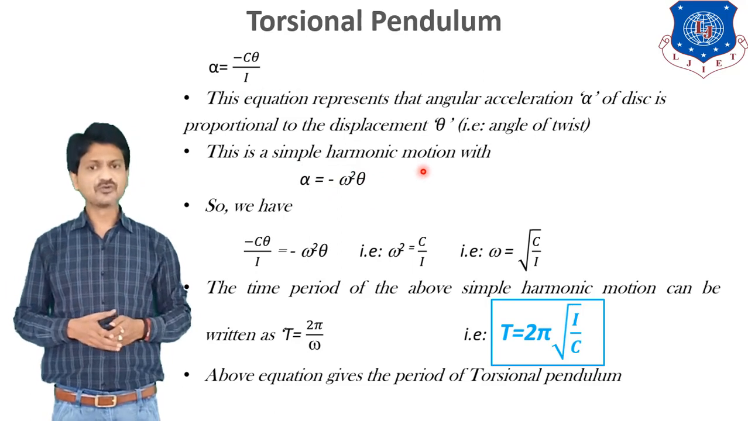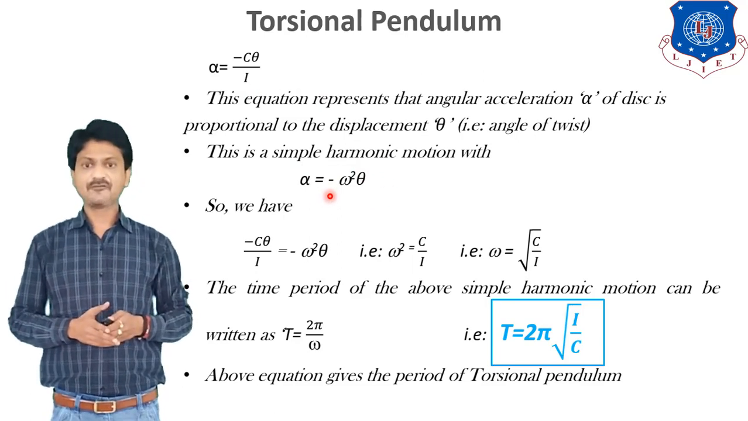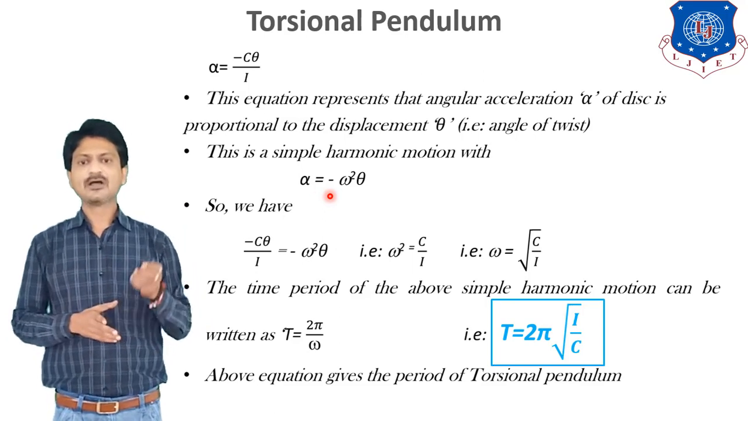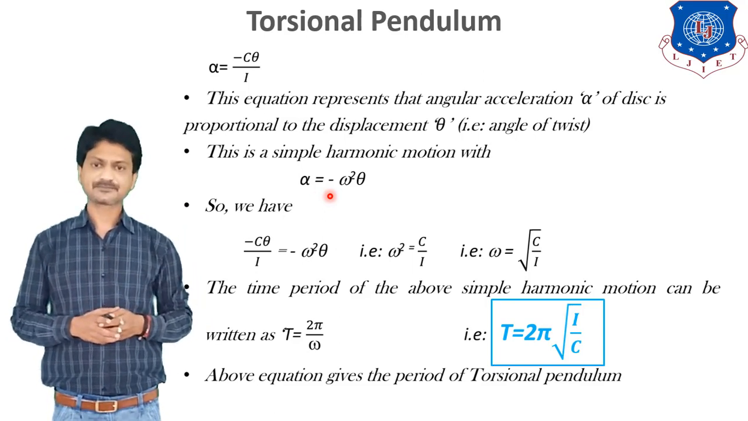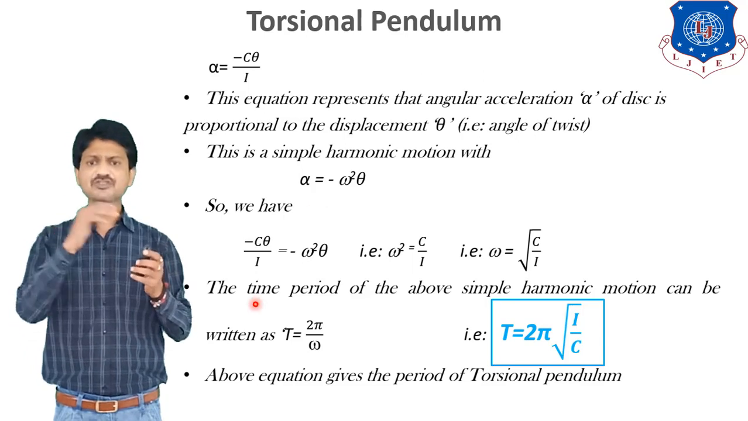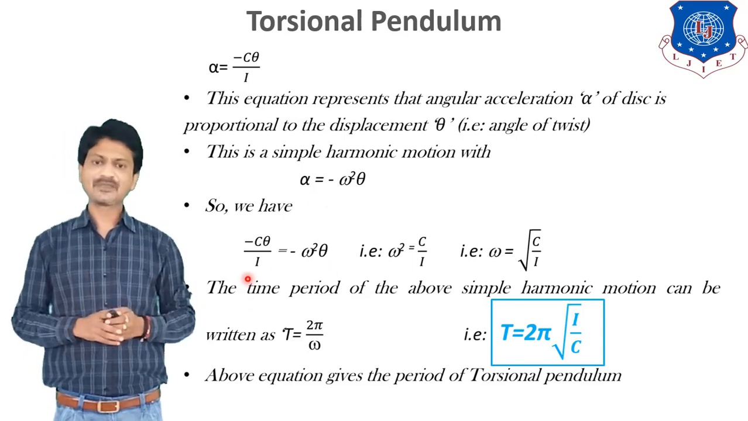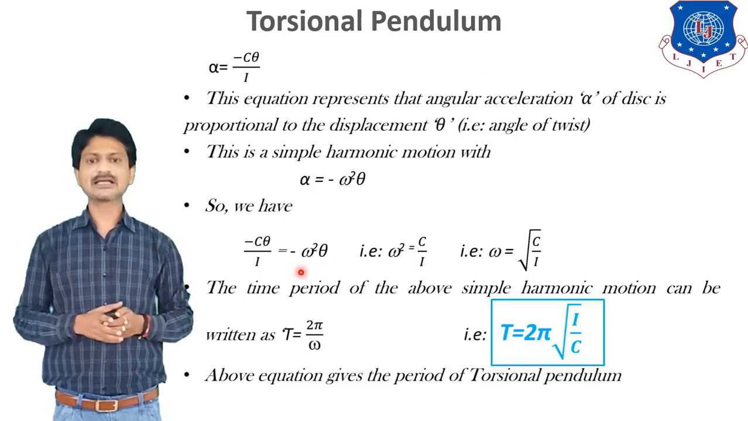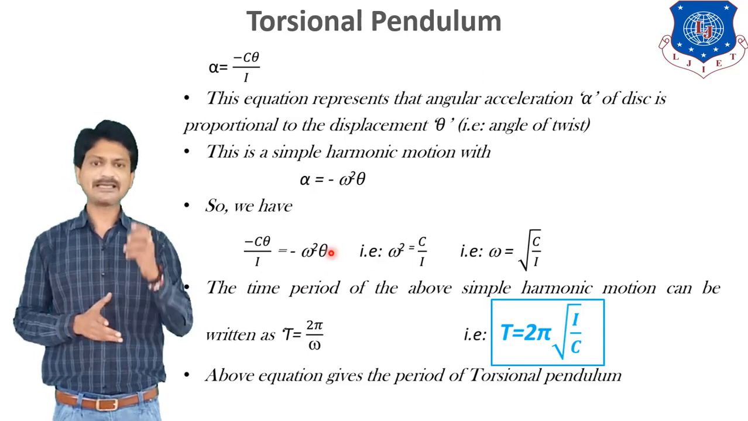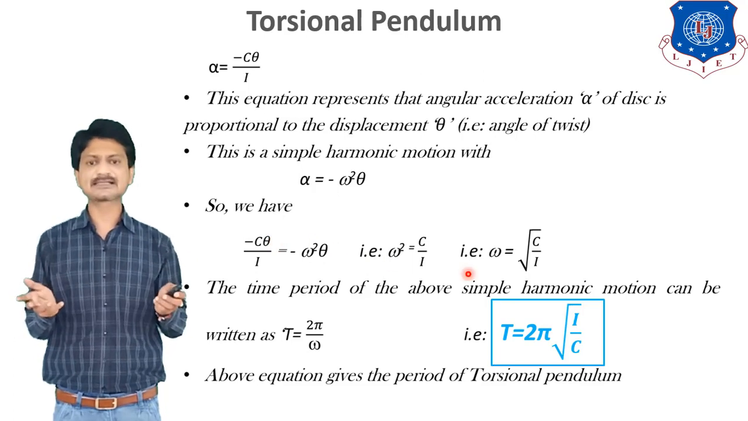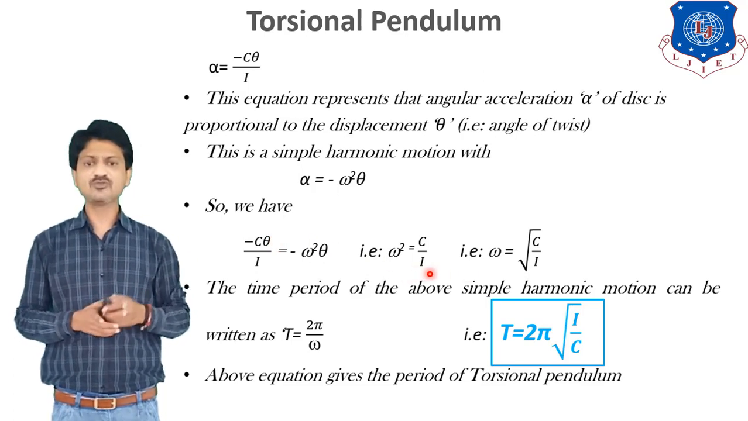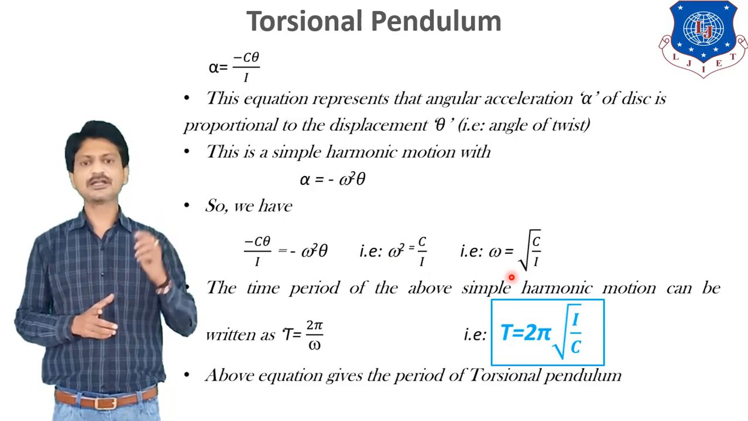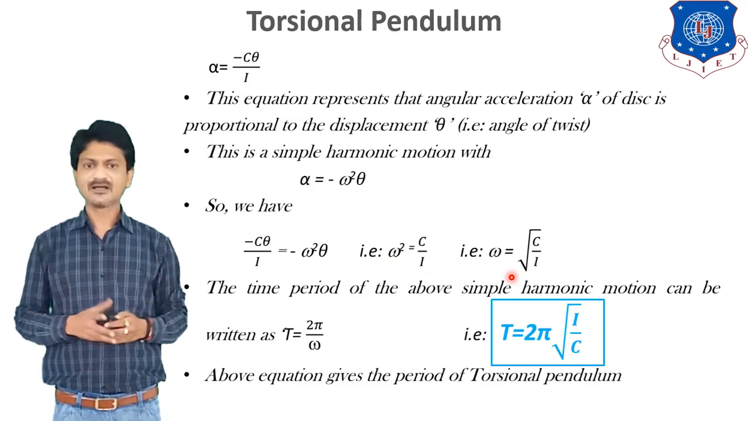Now according to simple harmonic motion, we have another equation of alpha, that is alpha equals omega square theta. So by comparing these two equations of alpha, we have minus c theta by I equals omega square theta. By cancelling theta from both sides, we have omega square equals c by I, or we can say that omega equals under root c by I.